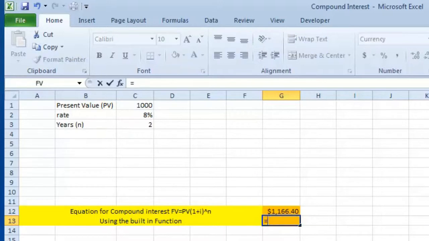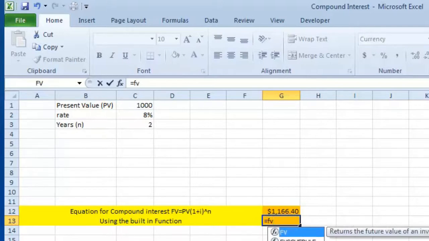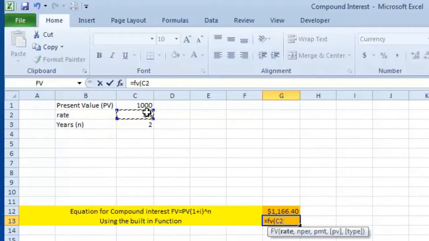Now I can also use the built-in function. All right, and if I use the built-in function, it's going to ask me for the rate. All right, and then it's going to ask me for what they call NPV, which is the number of years. The payment type is if you take payments. This is more if you're getting an annuity and you're getting a payment type.